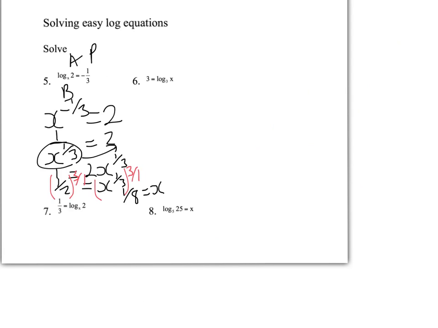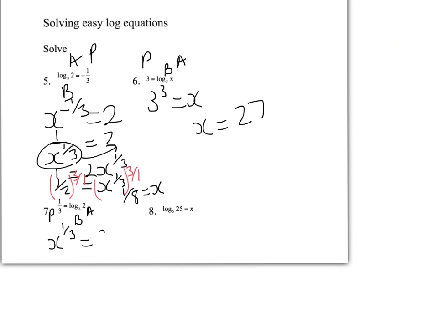Okay, and this one here, base, answer, power. So I'm going to go 3 to the 3 is x. Oh man, easy. X is 27. Okay, base, answer, power. So I'm going to go x to the 3rd is 2. Well, I just did one like this. Looked very similar, didn't it?